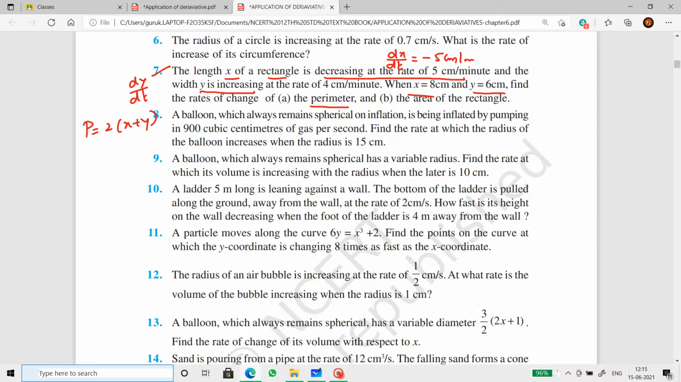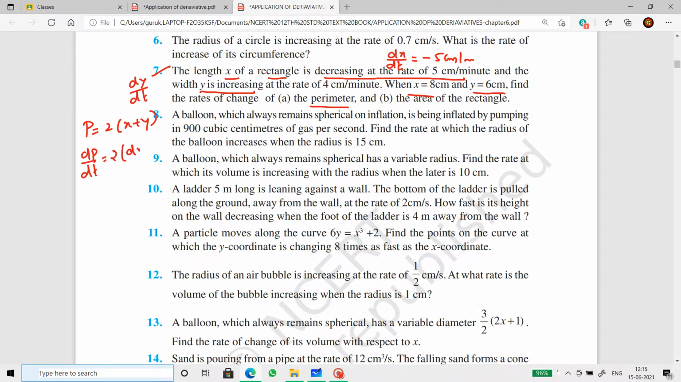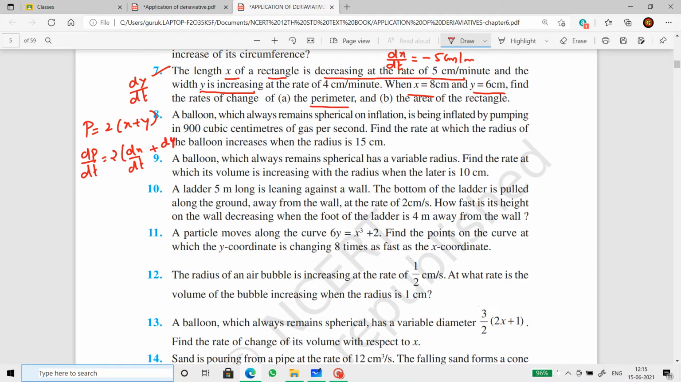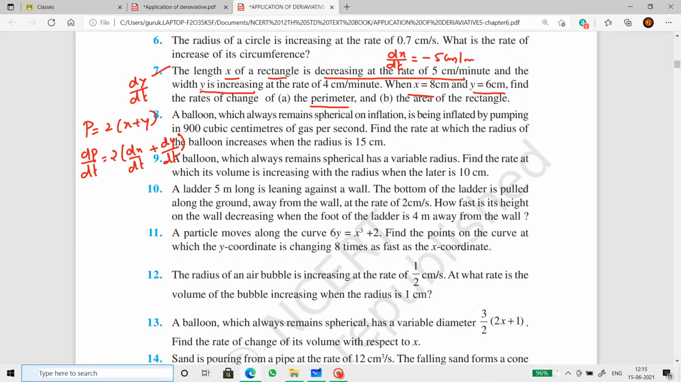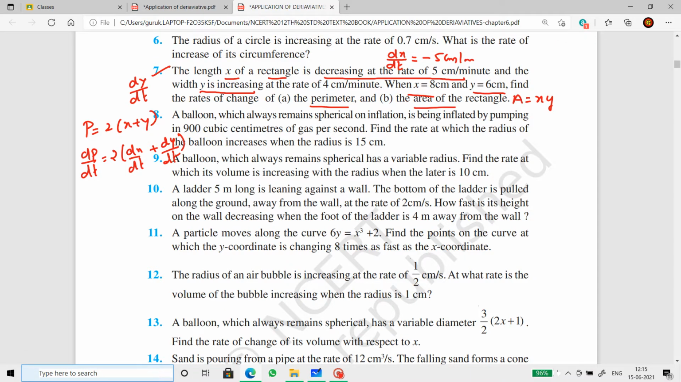Now differentiate P with respect to time. Because the rate of change of perimeter is not specified, we take it as changing with respect to time. So dP by dt equals 2 times dx by dt plus dy by dt, isn't it? Substitute dx by dt and dy by dt given over there. Like that for area also. But remember, area of a rectangle is x into y. So when you differentiate this, you have to use product rule, and then substitute the concerned values. Alright? Right.